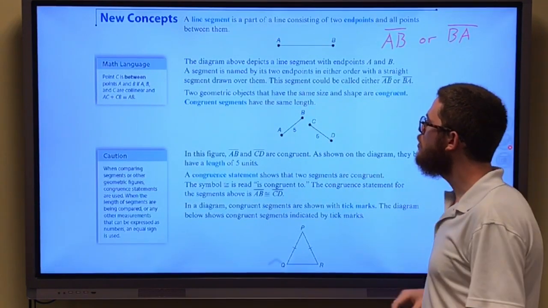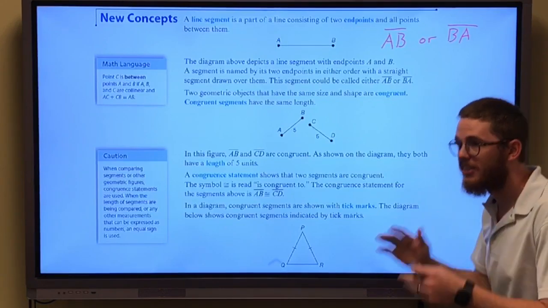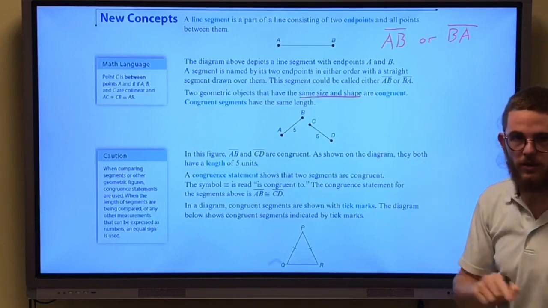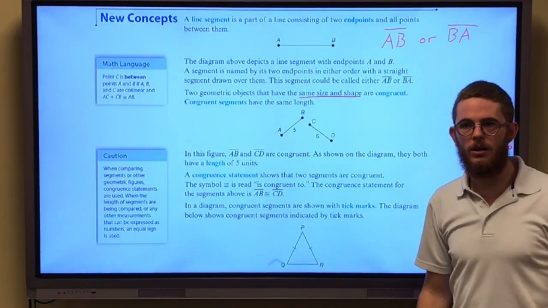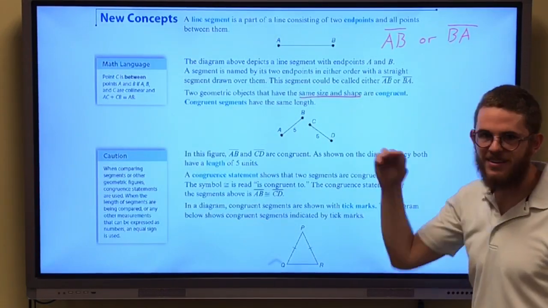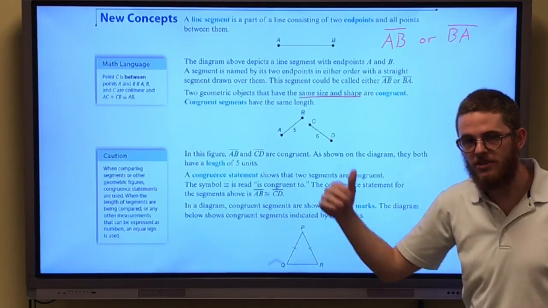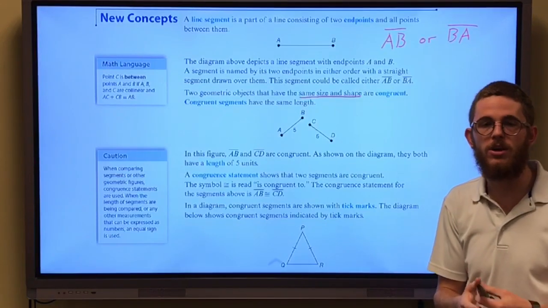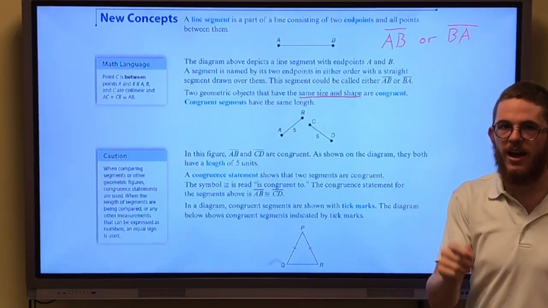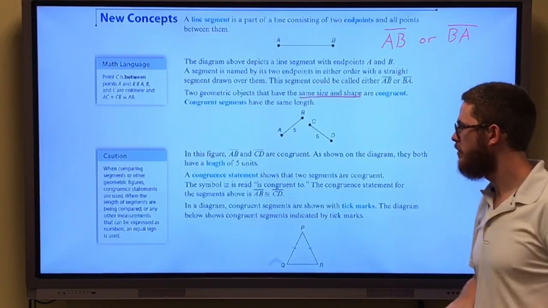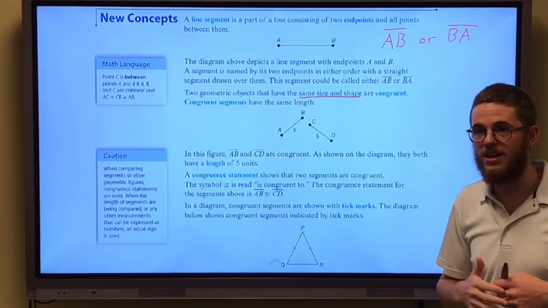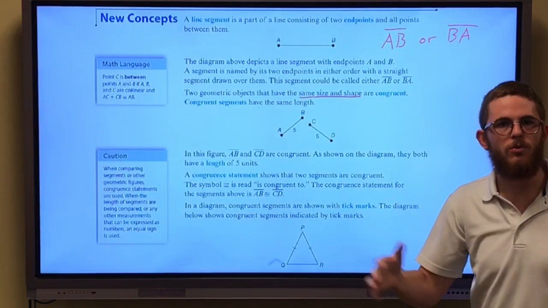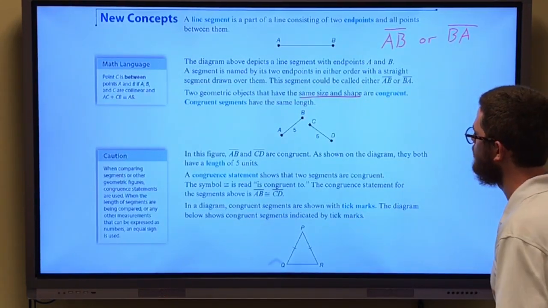It says here two geometric objects that have the same size and shape are called congruent. What a big word. It's the first time we've mentioned it here. Congruent segments mean it has the same size. It can be congruent shapes, congruent segments, or congruent angles, but it's the same size and shape. Congruent is similar to being equal to, but we'll talk more about that as we talk about congruency.